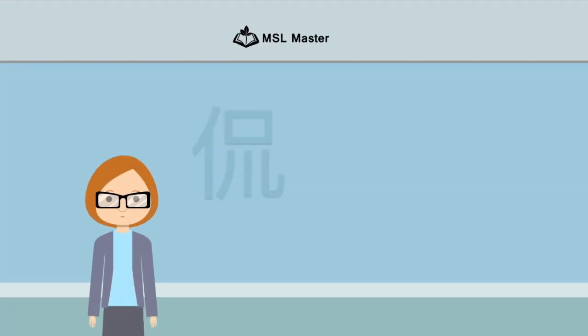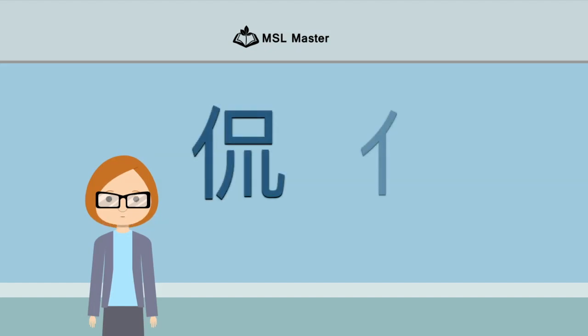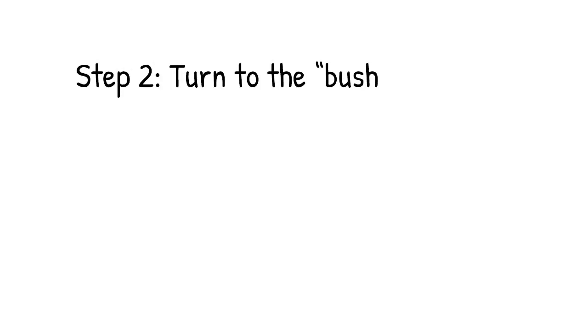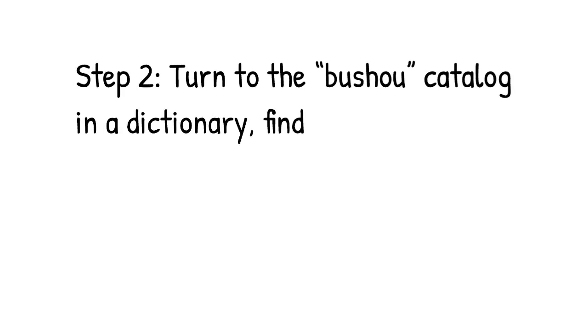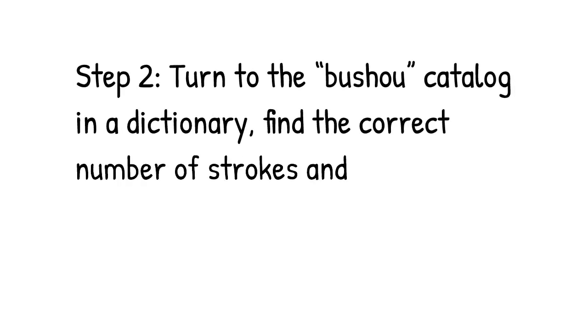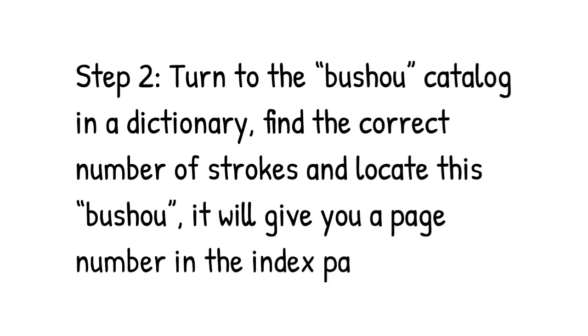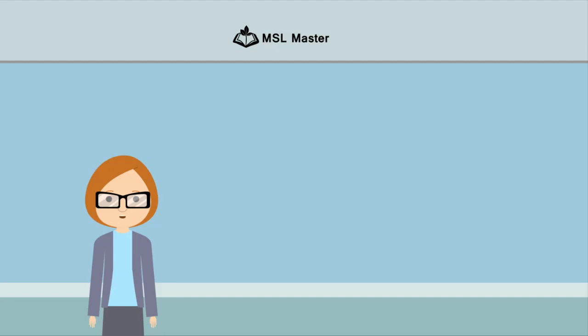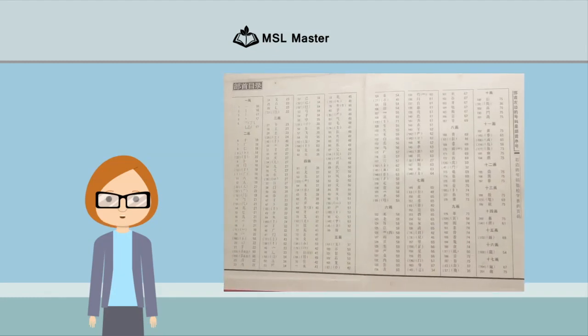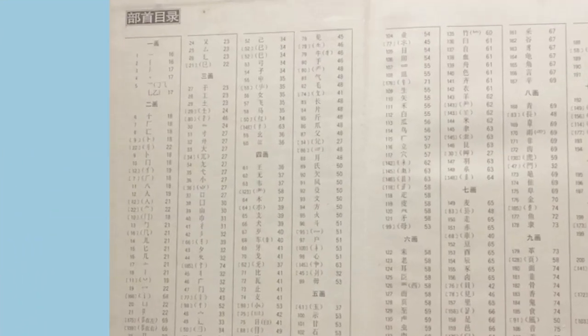We're in luck. In this character, the bushou is obvious. It is. And the number of strokes of this bushou is 2. The bushou catalog is always at the beginning of the dictionary. In our dictionary, we find a heading of 2 strokes and find our bushou.